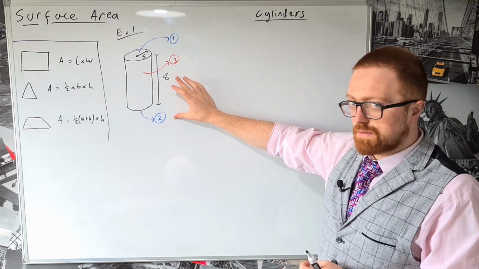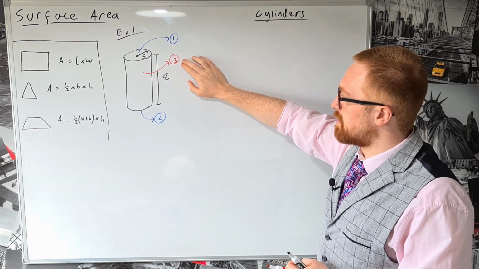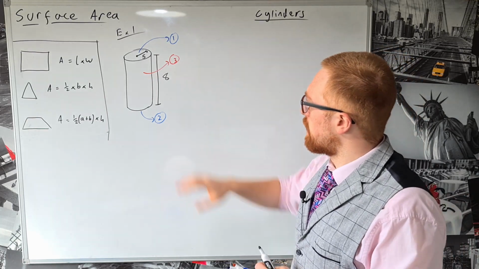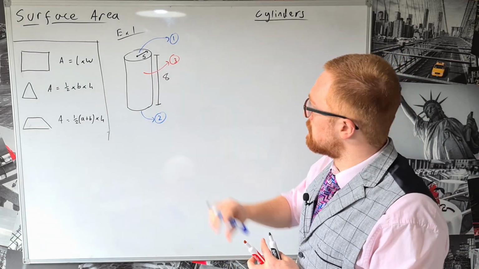So let's make a start at trying to work some of these out. Now 1 and 2 seem straightforward enough, but this curved surface 3 might cause us a few issues. But let's plough on anyway, and then we can cross this bridge when we come to it.